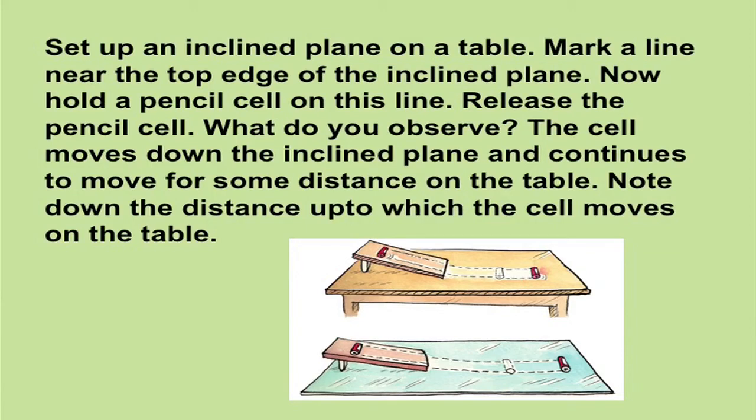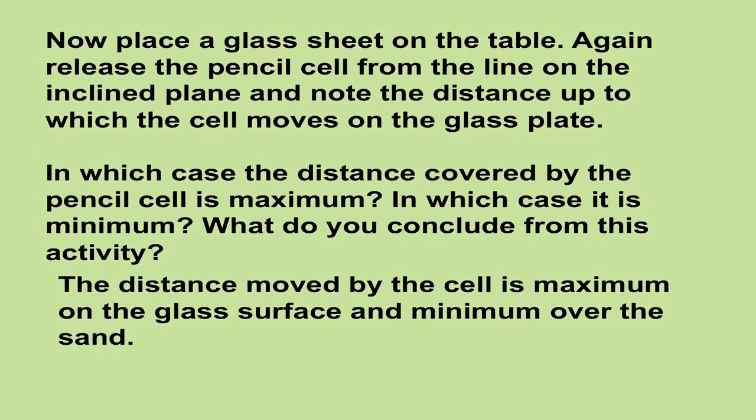The cell moves down the inclined plane and continues to move for some distance on the table. Note down the distance up to which the cell moves on the table. Now place a glass sheet on the table. Again release the pencil cell from the line on the inclined plane and note the distance up to which the cell moves on the glass plate. Repeat this activity by spreading a uniform layer of sand on the table. In which case is the distance covered by the pencil cell maximum, and in which case is it minimum?